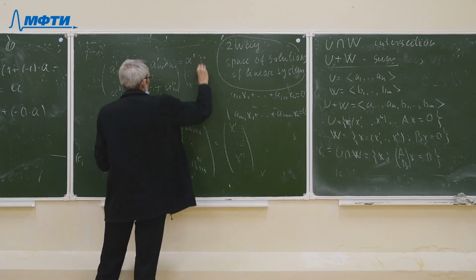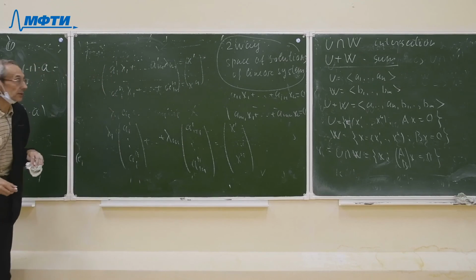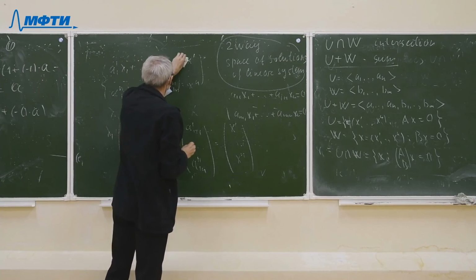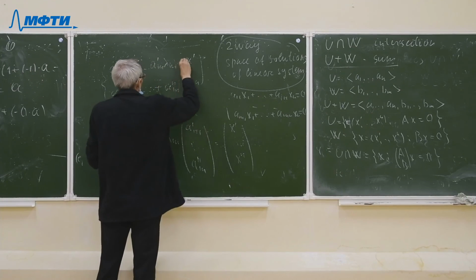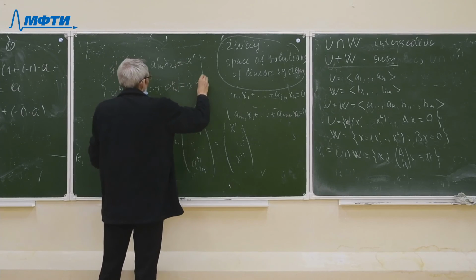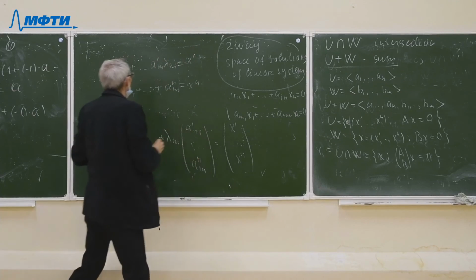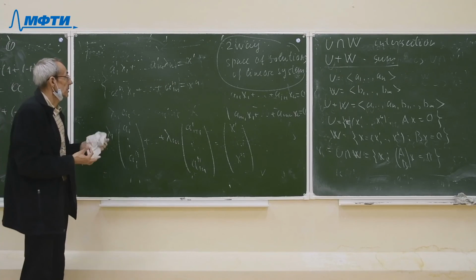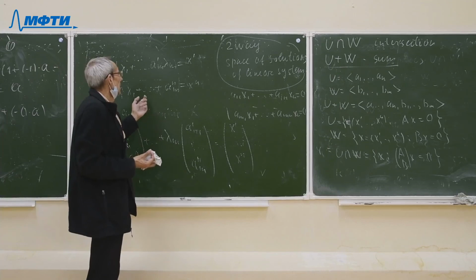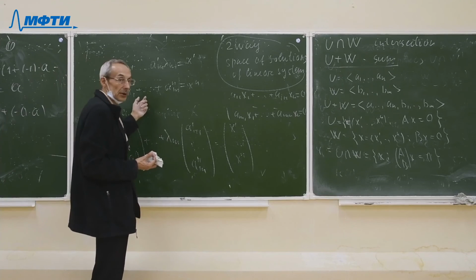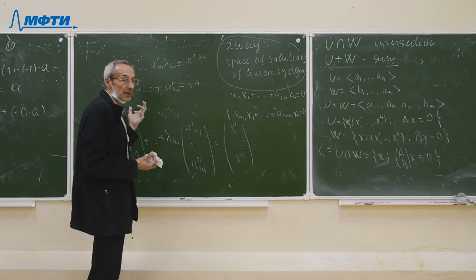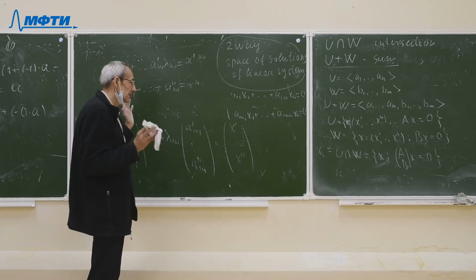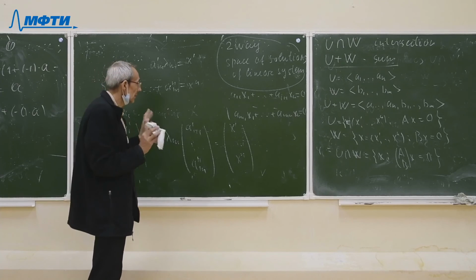I obtain the equality of these two vectors. And this equality can be rewritten as the following linear system. And we have the following question: when does this linear system have a solution?